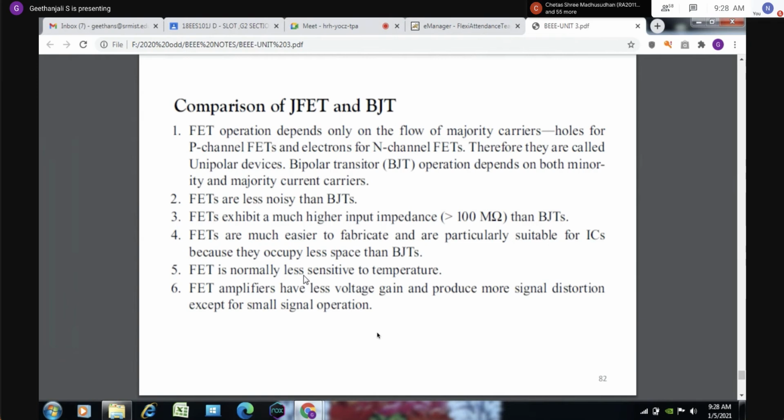The bipolar transistor, that is BJT, operation depends on both minority as well as majority carriers. That is the reason it is called a BJT.